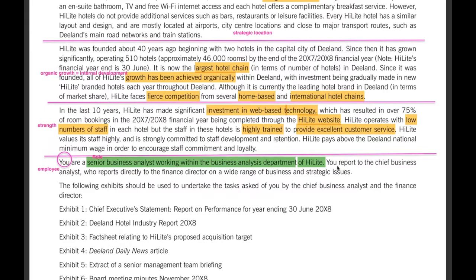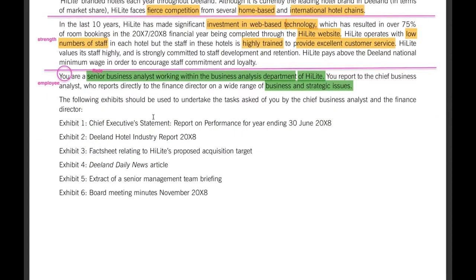Then you report to whom? You report to your chief business analyst, your boss. And who reports directly to the finance director? His boss, on a wide range of business and strategic issues. That means your focus is actually on business and strategic issues. What next do you have? After that, you are followed with the exhibits. The following exhibits should be used to undertake the task asked of you by the chief business analyst and the finance director.